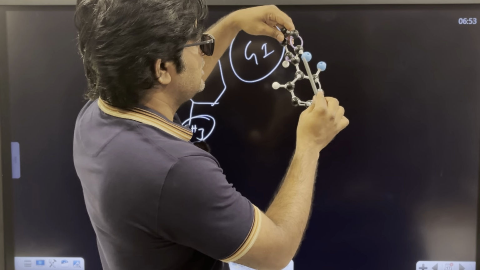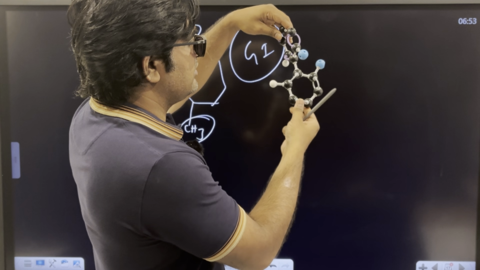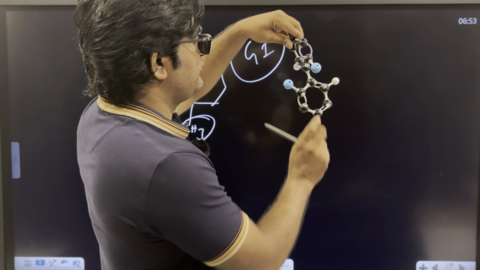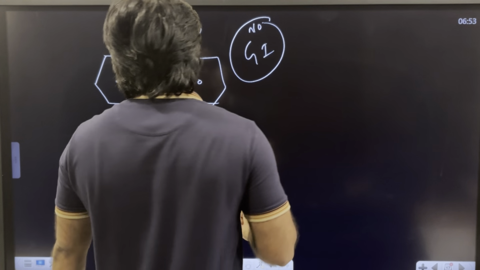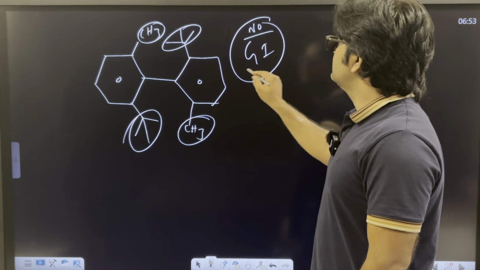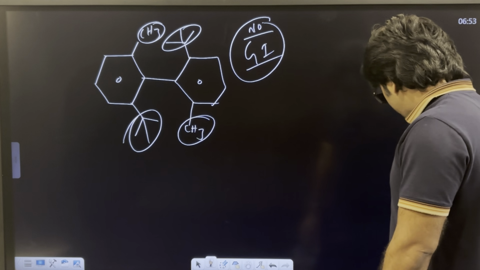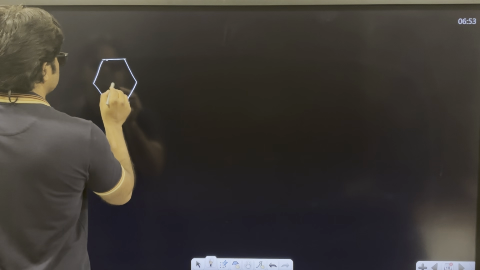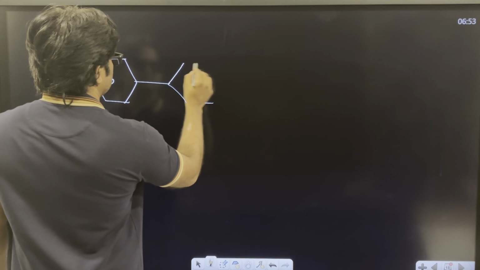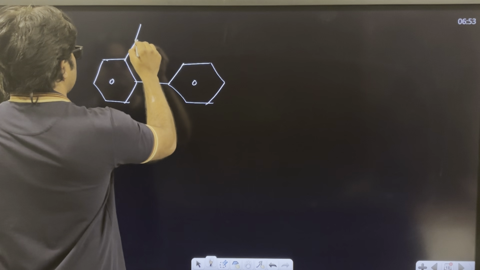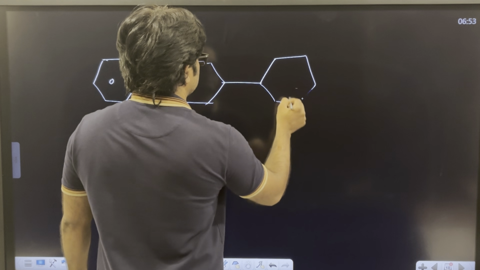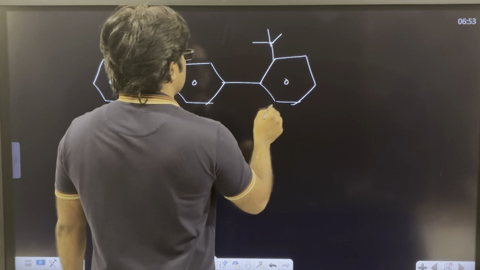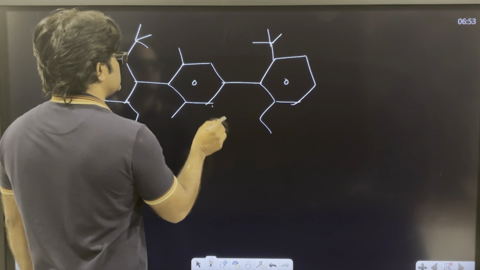Now let me show this one. What is the distance between these two? L1. For example, if you calculate the distance between these two, L2, same or different? Same. That's why in case of even systems, no geometrical isomerism is observed. For example, odd systems given: tertiary butyl and ethyl on the right hand side, tertiary butyl and ethyl. For example, here the groups arrangement is like this.